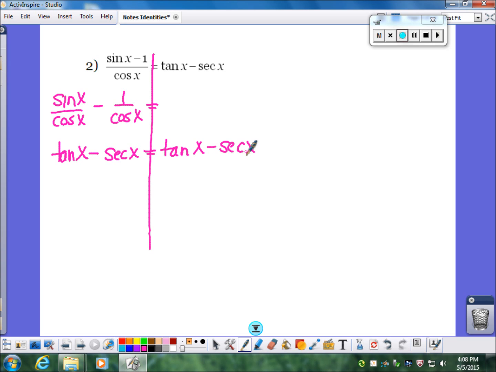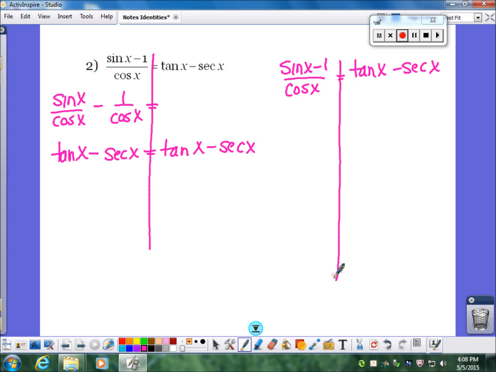Okay? All right, what if we'd worked on that other side? Let's see if we get the answer by working on the other side. So let's start over with our identity. Just want to show you that there's, like I said, more than one way to do these problems. So instead of working on my left side, I'm going to work on my right side.